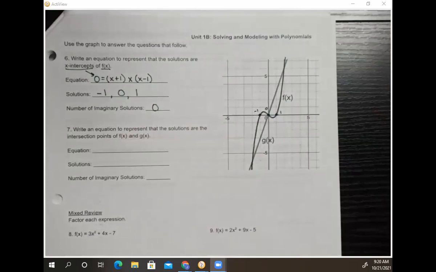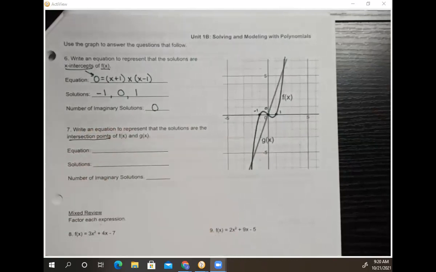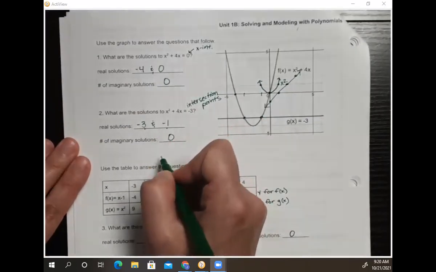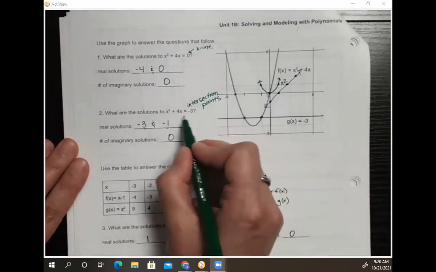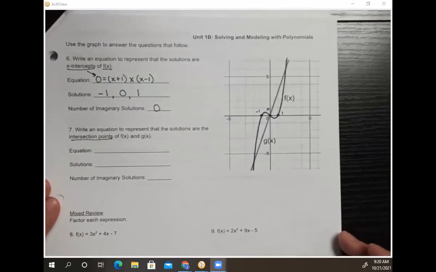And now number 7 says write an equation that represents the solutions that are intersection points of f of x and g of x. So for this one, I'm going to set f of x equal to g of x. We did this in reverse already. So we had the equation and we looked for the intersection points. Now we know we're looking for intersection points. We're going to write the equation. Okay, different graphs here, but same idea.